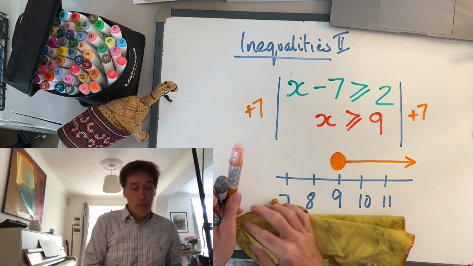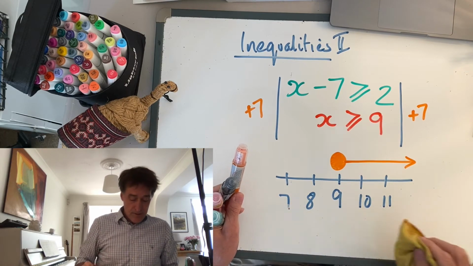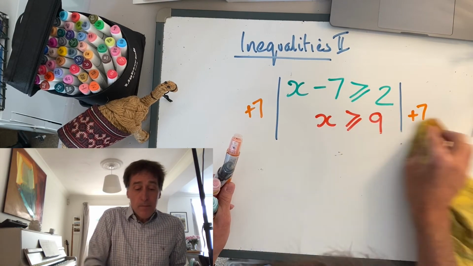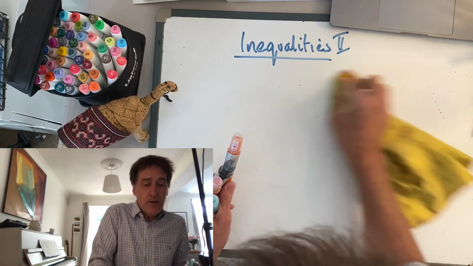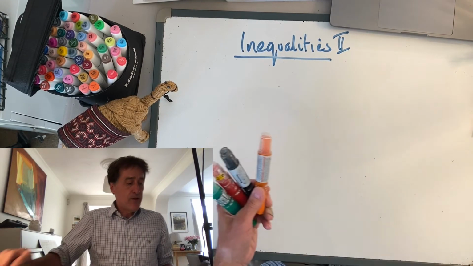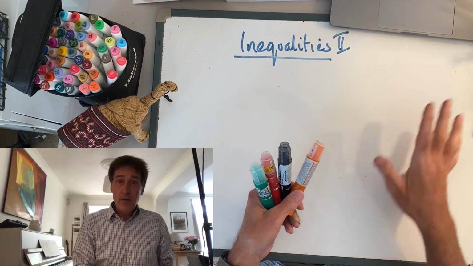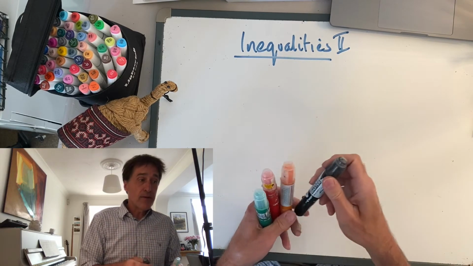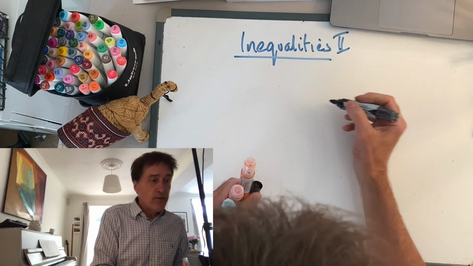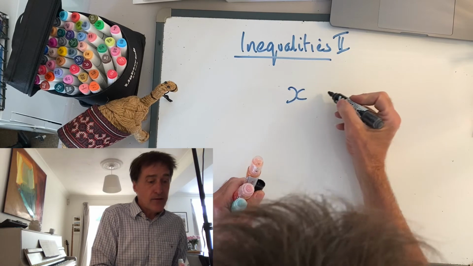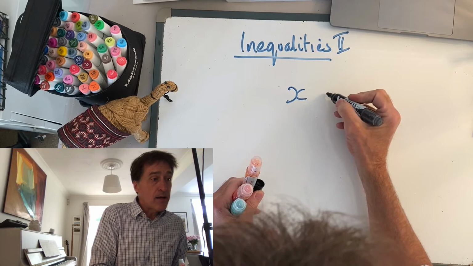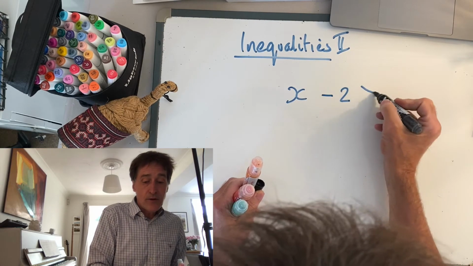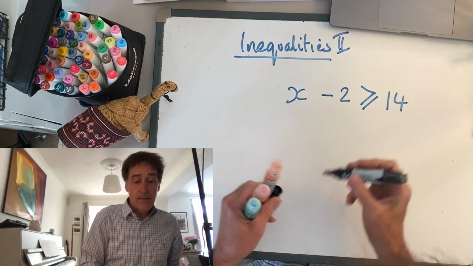Let's try a couple more. Okay, hope that you've got that. Let's try a couple more and see what you can do. So you can always pause the video and try it yourself and see what happens. So let's go for something like this. x minus 2 is greater than or equal to 14.